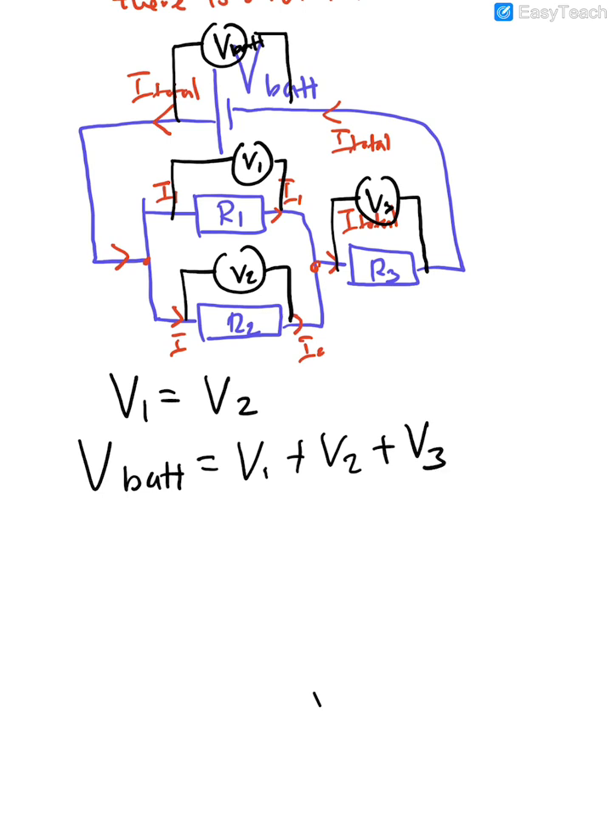Why not? Because this is not a series circuit. If it's a series circuit, this would be correct. So then what is the correct relationship? The correct relationship is that V battery is equal to V1 plus V3. So a lot of people will say, hey, what happened to V2 then? Okay, how do you see it is this way?